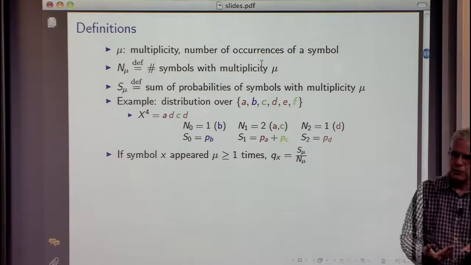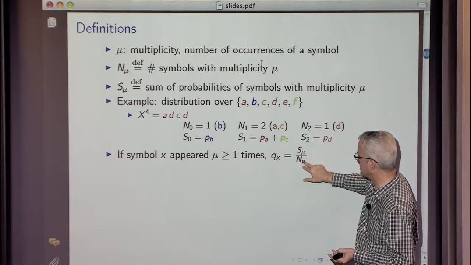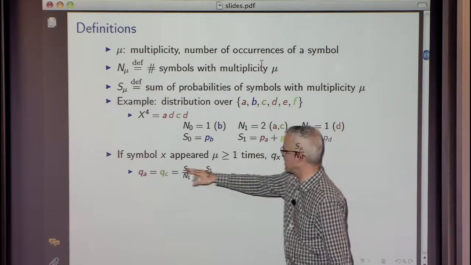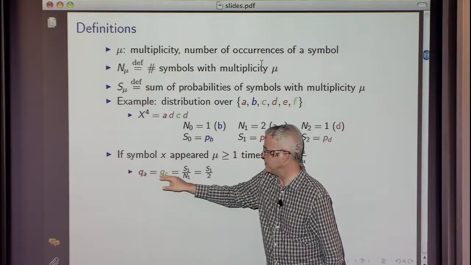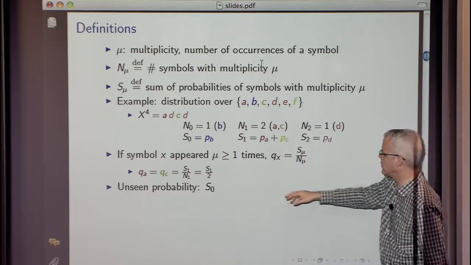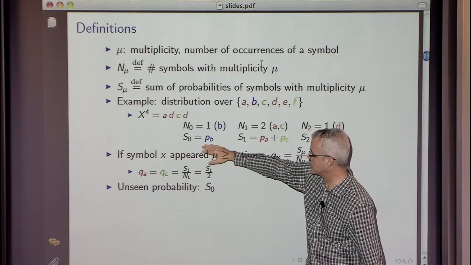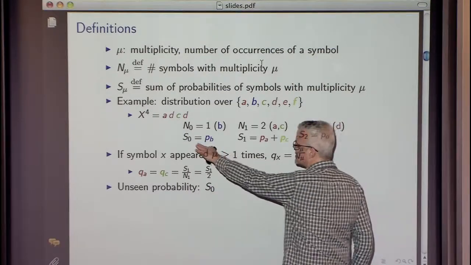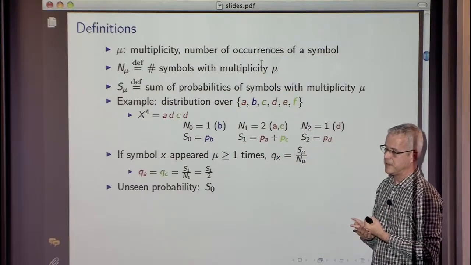Now, if you want to estimate the individual probabilities, the only logical thing that you can do, as we said from the previous slide, is just divide this total probability. It's just the normalized probability. So P is the actual probability, and Q is going to be our estimator. So QA is going to be equal to QC, and that's going to be S1 over N1, which is S1 over 2. And similarly, QB is going to be just S0 in this case, and so on. Okay. Is S the estimate, or is S the probability? No, S is the total probability. S is the correct value, so it's PA plus PC. That's what you're trying to estimate, okay?